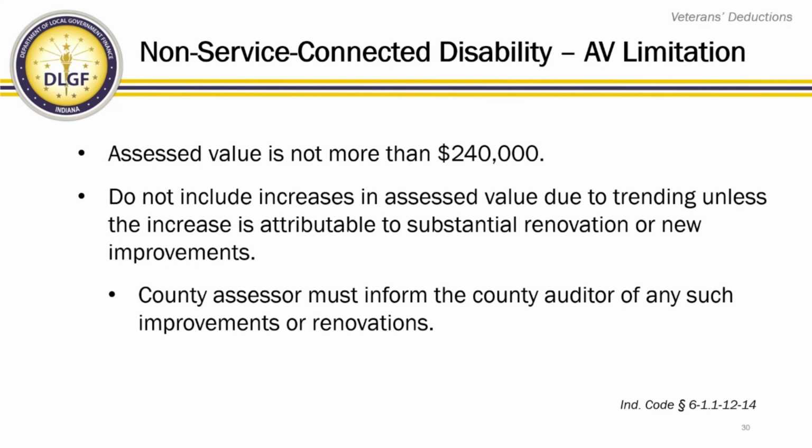So with this totally disabled, non-service connected disability, yes, there's also an assessed value limitation, just like with the over 65. And again, it's not more than $240,000. But like with the over 65, it does not include any increases in AV due to trending unless it's attributed to some substantial renovation or new improvements on the property. And the county assessor must inform the county auditor of any such improvements or renovations on the property. Next.